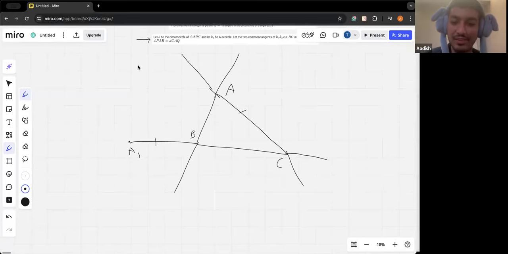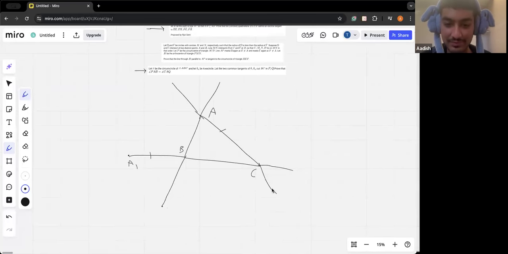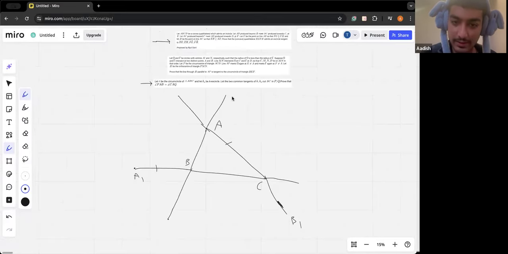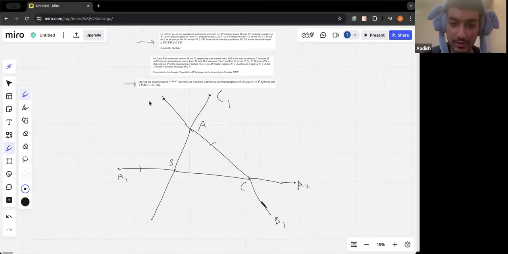Is this some kind of reference? Don't worry about it. There's absolutely nothing of relevance here. I hope I'm labeling these correctly. And which is this? I think this is A2. This is B2. This equals this.